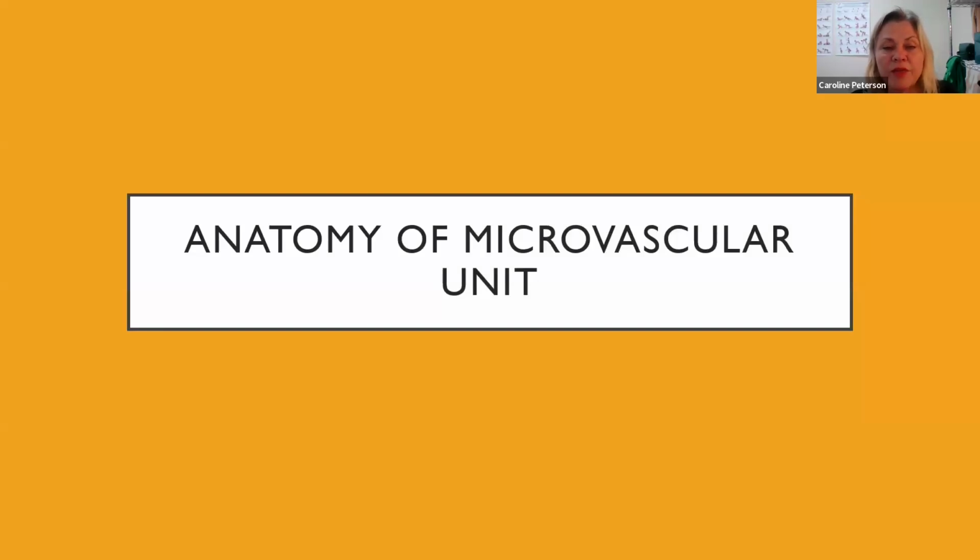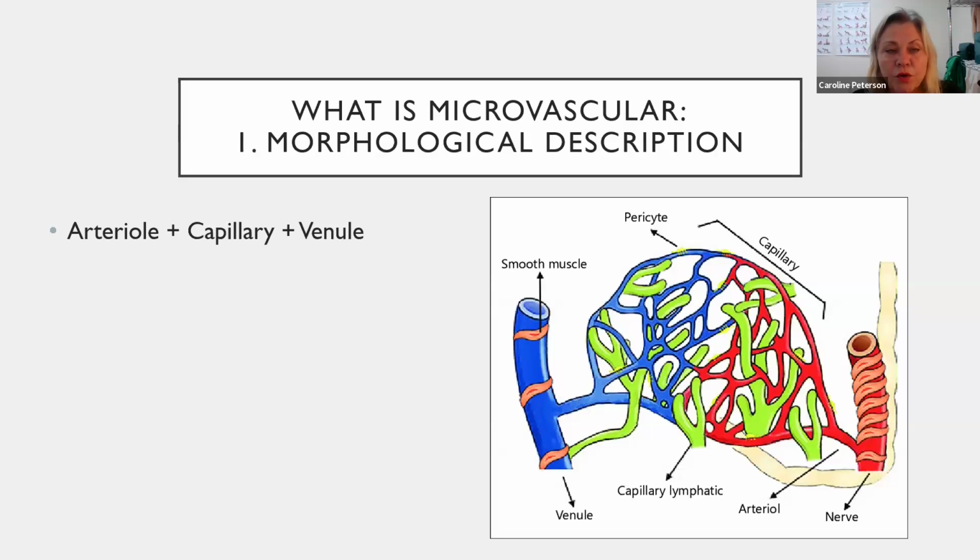So let's talk about the anatomy of this microvascular unit. There are a lot of different ways that it can be described and defined. One of them is a morphological description, and that's just when we're saying, if it's the arteriole, the capillary, and the venule. So the small artery, the small vein, and the capillary, that's what microvascular is.